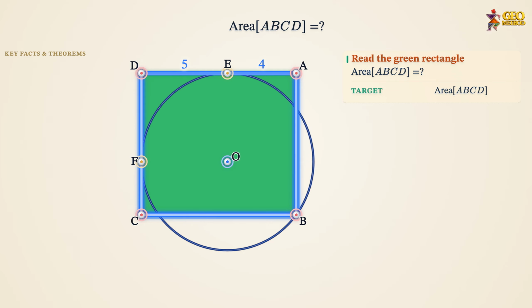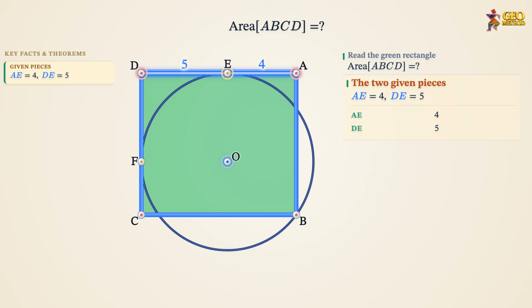Here is the green rectangle ABCD, and its area is what we want. A circle centered at O rests inside, touching the top side at E and the left side at F. On the top side, the tangency point E splits it into two pieces. Segment AE measures 4 on the right, and segment DE measures 5 on the left.